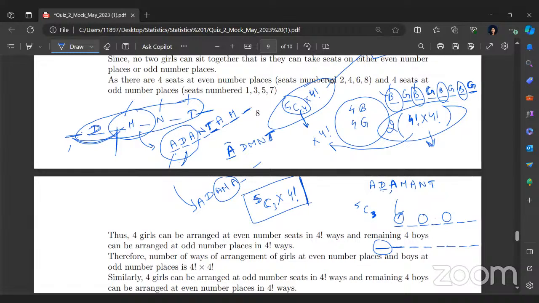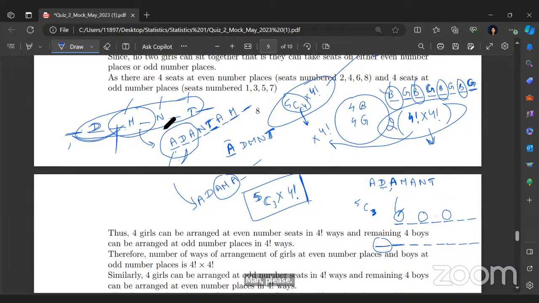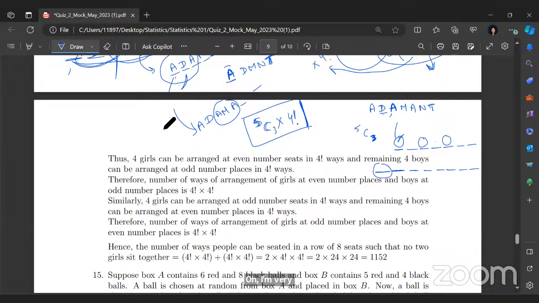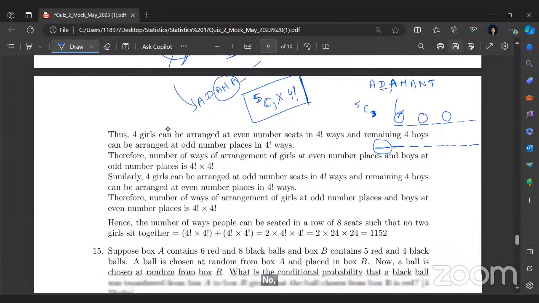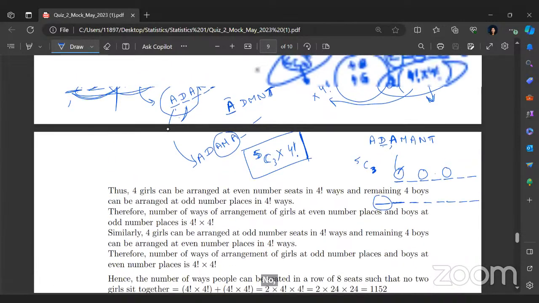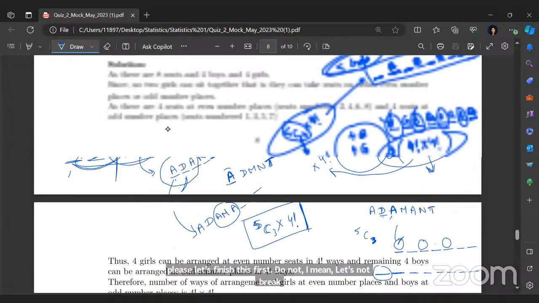Ma'am, please move to the next question. Yeah, let's move to the next question and then we can discuss this. Okay, let's finish this. Ma'am, very good evening. Can I have just one simple question, ma'am? Manu, this side. No, please, let's finish this first. Let's not break the flow of the mock questions, okay?